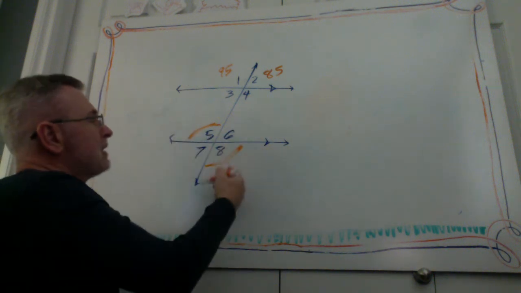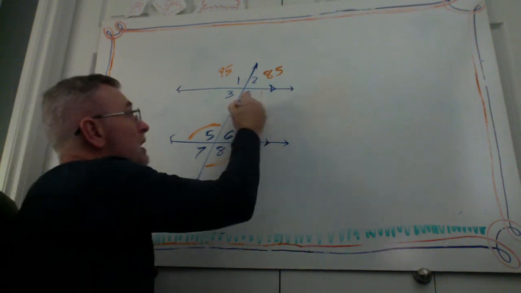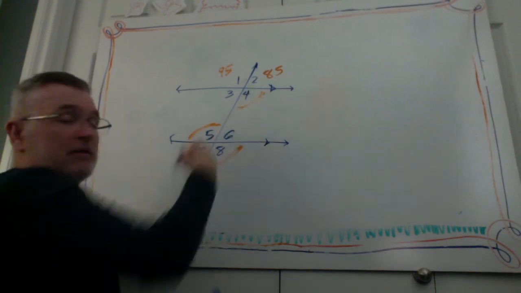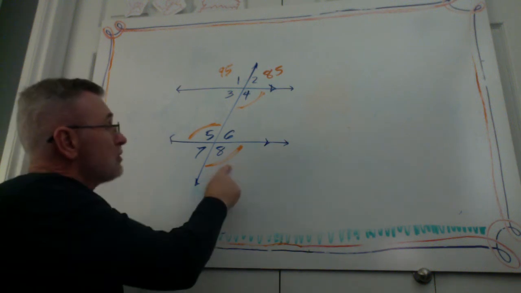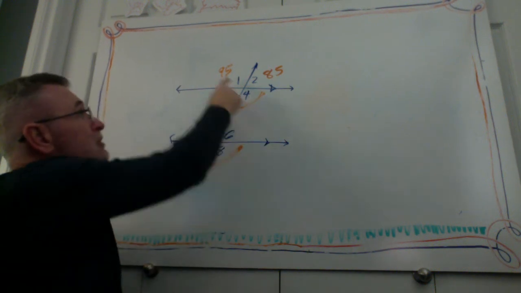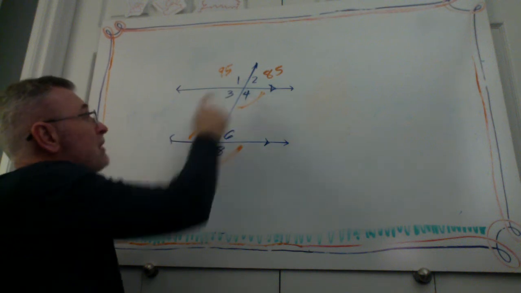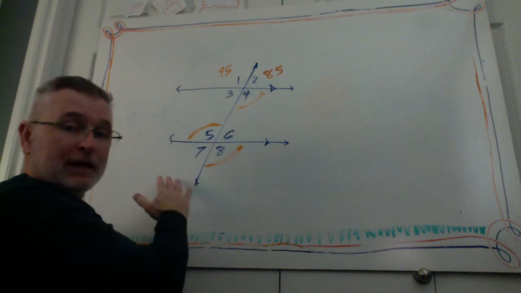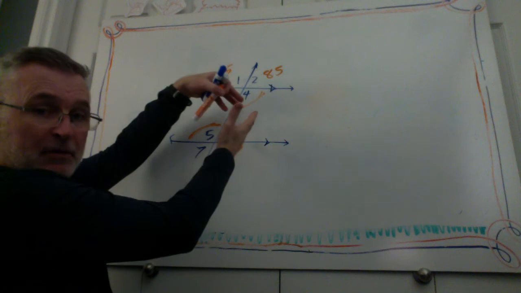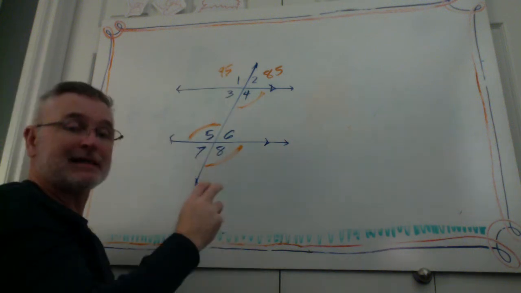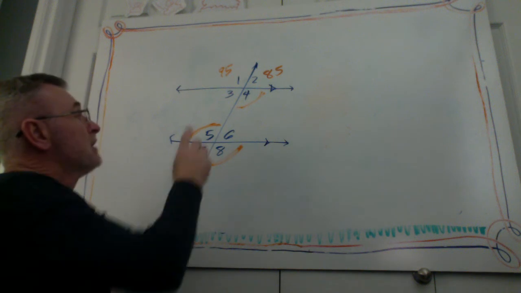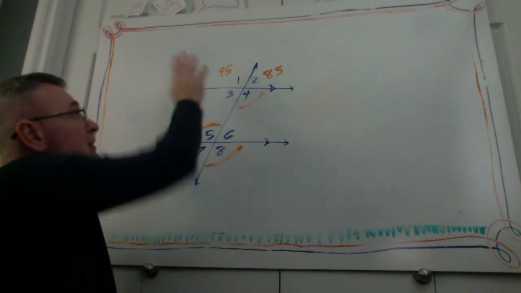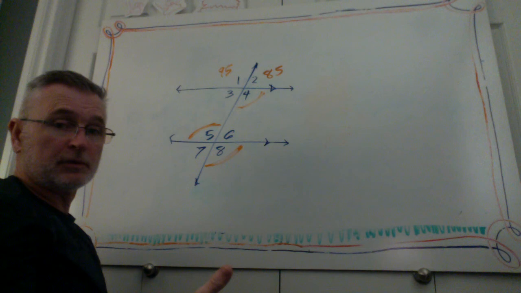Now I could go back here and figure out, well, 4 is congruent to 5. And 4 is congruent to 5 because it's also an obtuse angle, just like 1 is, but 4 and 5 are alternate interior angles. So if they're inside and they're across from each other, they're equal to each other. If they're outside and they're across from each other, they're equal to each other.